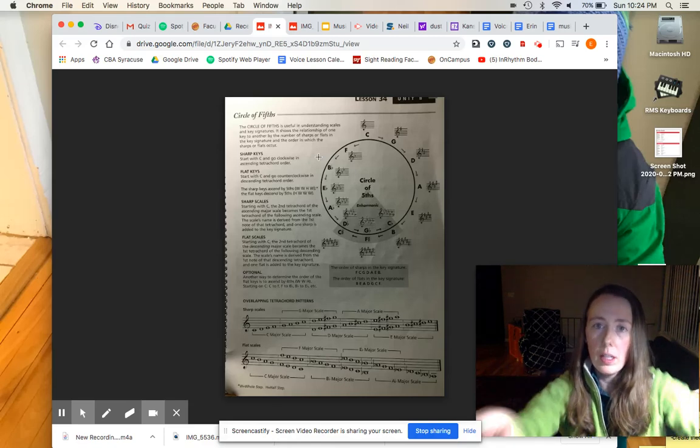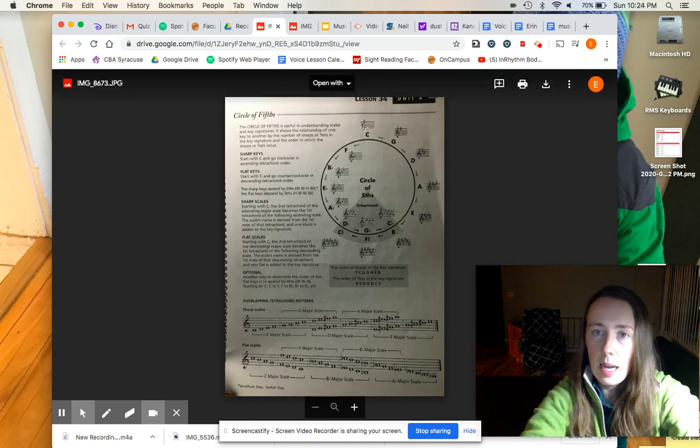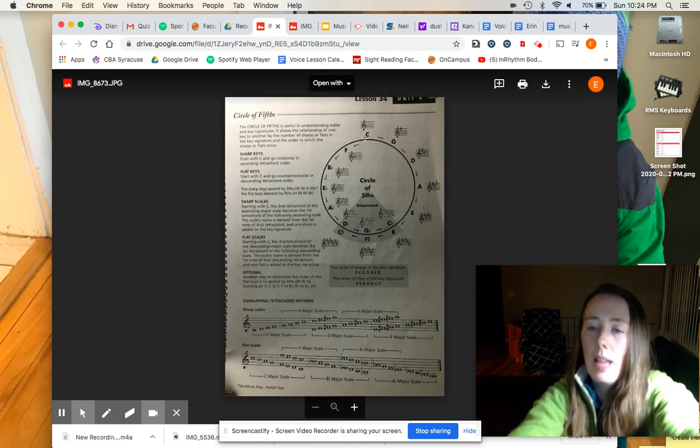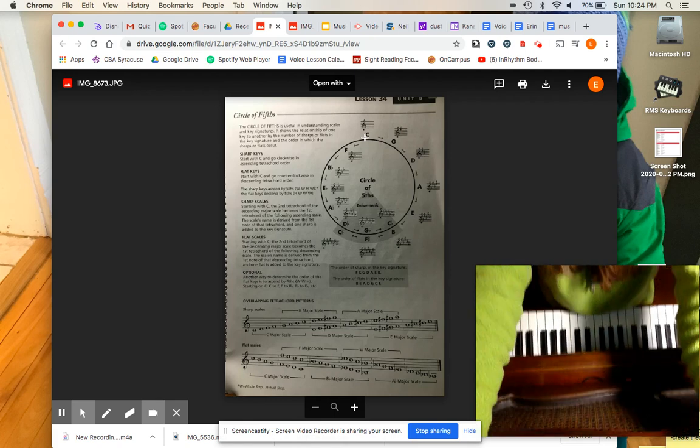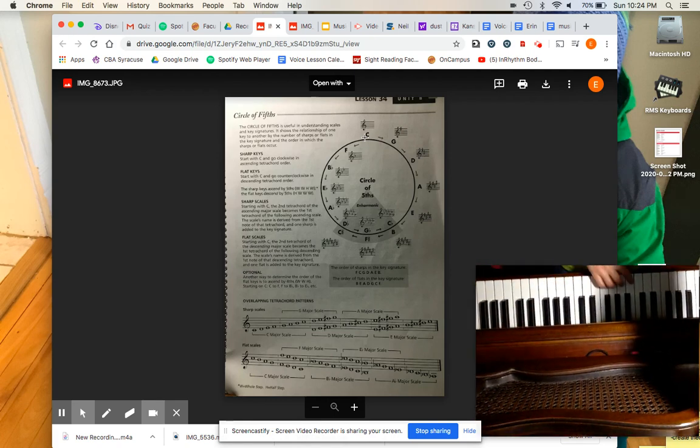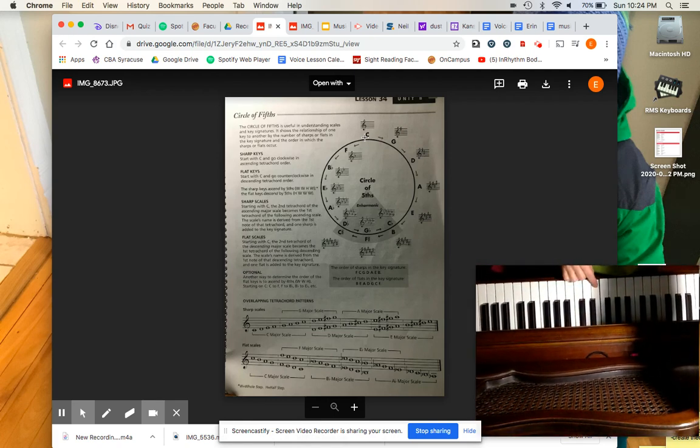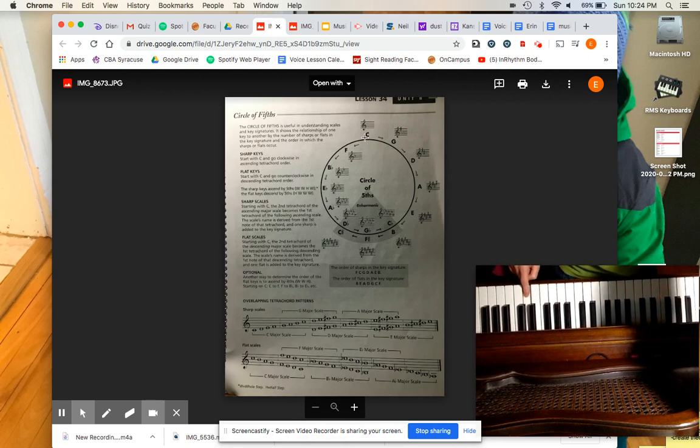So they go around. So C is your basic key up top because it has no sharps or flats. So if you look down at my keyboard, C, if I count 5 up from C, 1, 2, 3, 4, 5, I come to G. G has 1 sharp. Okay, so then if I count up from G, 1, 2, 3, 4, 5, I come to D. D has 2 sharps.